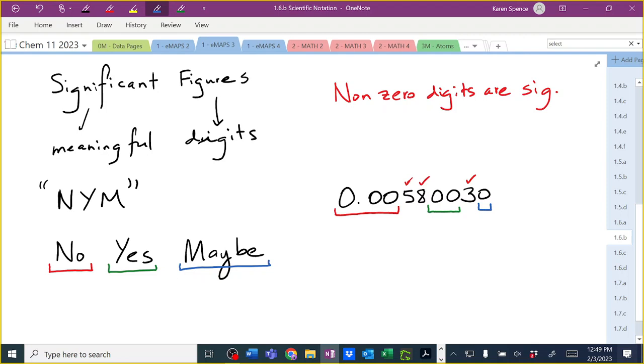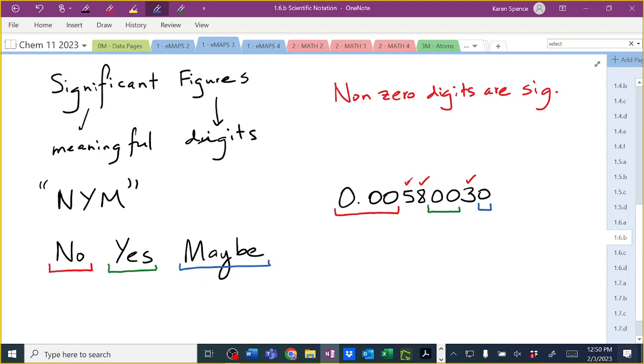Start over on your left. No, yes, maybe. Say it out loud. No, yes, maybe. And again, no, yes, maybe. And one more time, no, yes, maybe. Those are the rules we use to determine if the zeros are significant or meaningful.